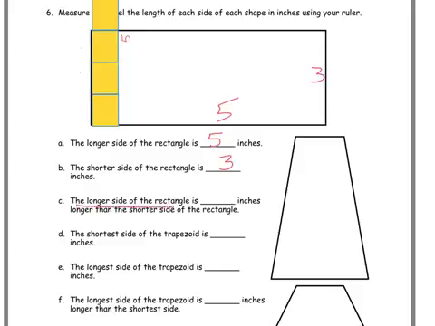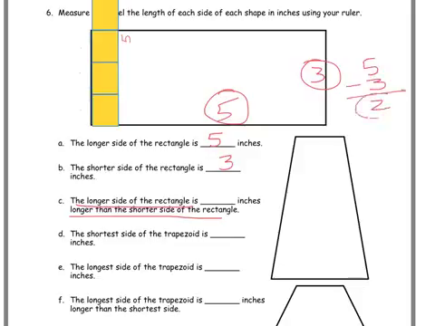The longer side of the rectangle is blank inches longer than the shorter side. So I need to find the difference between 5 and 3. And when we talk about difference between these, we're talking about subtraction. So I can subtract the 2 numbers, the 5 and the 3, to get my answer of 2 inches. Or I can start with my smaller one of 3 and count on. 3, 4, 5, 2. So 2 inches.